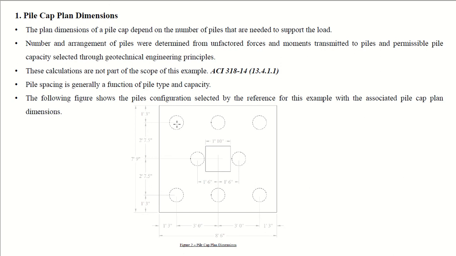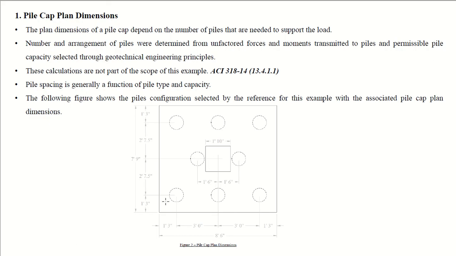You know the dimensions of the piles. These are 12-inch in diameter. Talking about the transverse direction, from the center of the pile to this end is 1 foot 3 inches, that will be 15 inches. The distance between the consecutive two layers of piles is 2 feet and 7.5 inches.